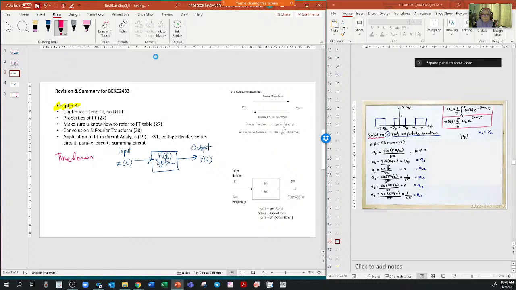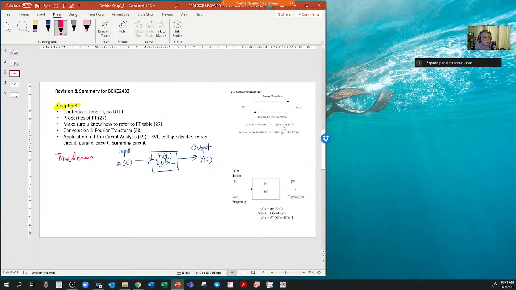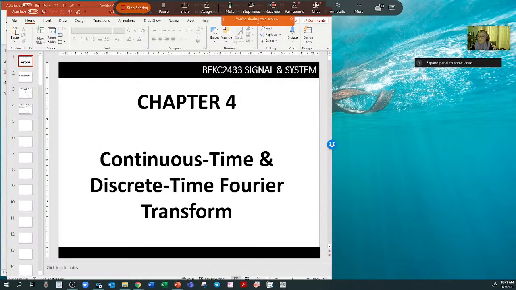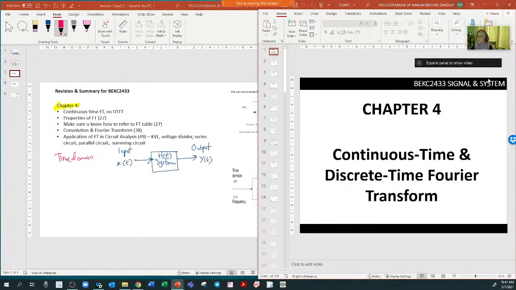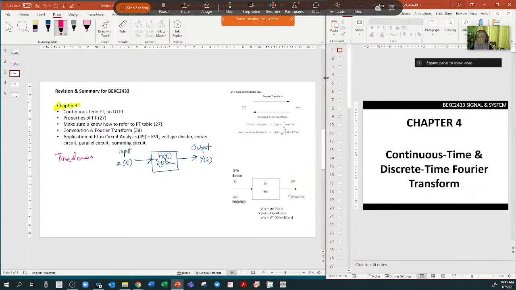Chapter 4. Let me just close this. Is it quite small? Oh, someone says it's quite small. But it's very difficult for me to explain, I think later on you will look in the video.